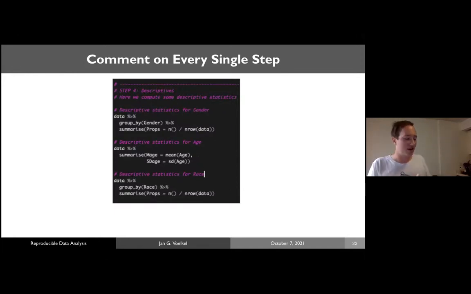The next big advice is to really try to comment on every single step. Here's an example. For example, in block four, for every command or every little block of code here, I would recommend including a comment that describes what is done here. I think that this could be even more precise. I could say, for example, instead of descriptive statistics for age, I could say calculation of the mean age and the standard deviation of age in the sample.